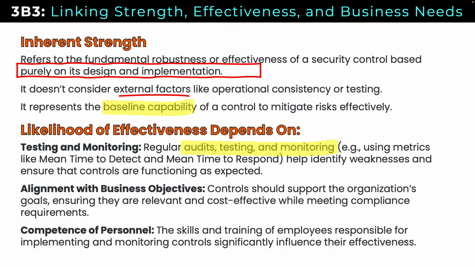And competence of our personnel. The skills and training of our employees are responsible for how effectively controls are implemented and monitored. And so having employees who are competent implement and monitor controls significantly influences their efficacy. If we have employees who don't understand the controls all that well, they're just following steps in a manual, they're more likely to make mistakes, right? Aren't they?